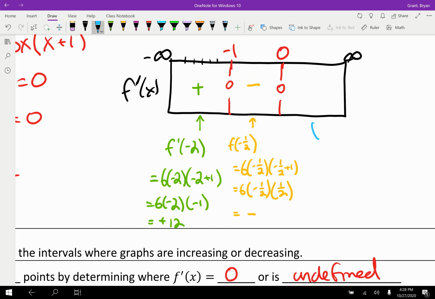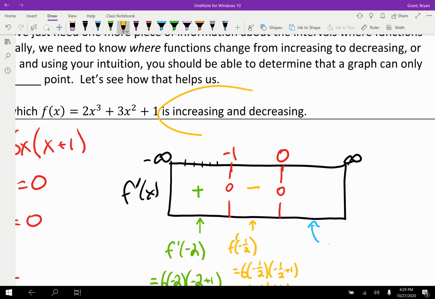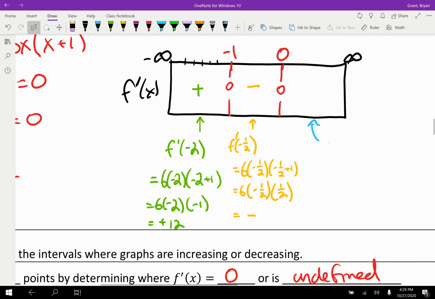Last but not least, let's look at this guy over here. Oh, and I forgot my prime right here. I'm definitely plugging these into the derivative because the derivative tells us about the slope, and that's what we're trying to find here. We're trying to find increasing, decreasing. We're trying to find our slope. Last one, we're going from 0 to infinity. Let's just try 1. Why not? 6 times 1 times 1 plus 1. I'm pretty confident all of those are positive numbers.